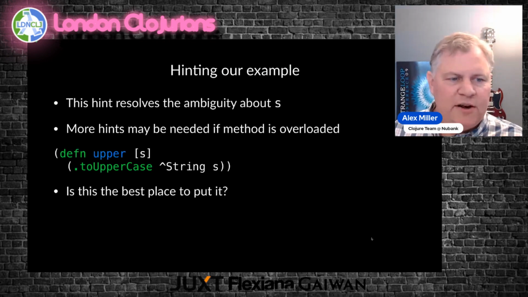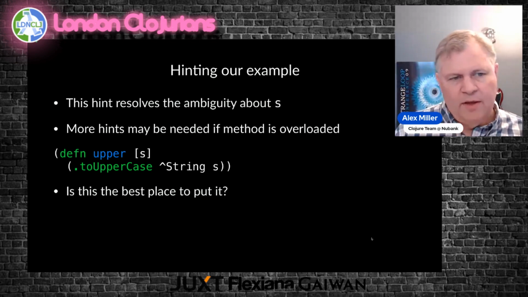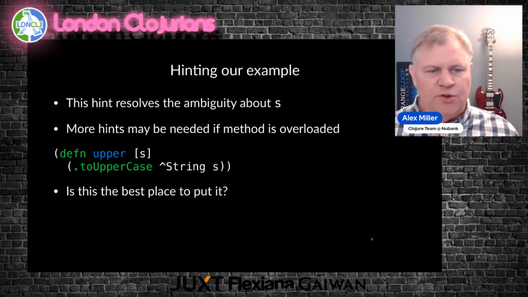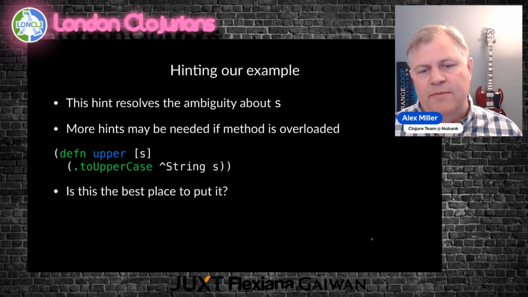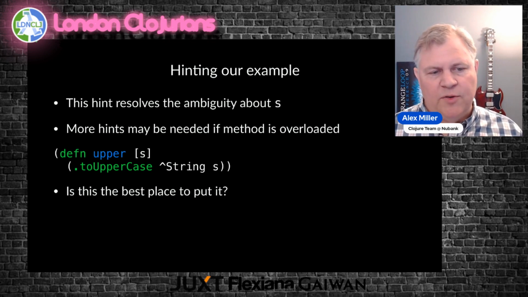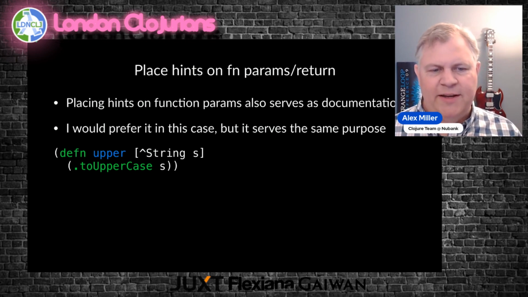Let's see, hinting our example. So we go back to our example here, the upper method. It is sufficient to put a type hint just on the argument s that's being passed to the toUpperCase method. So the question is, is this the best place to put it? This place is totally fine. That's not a bad place to put it.